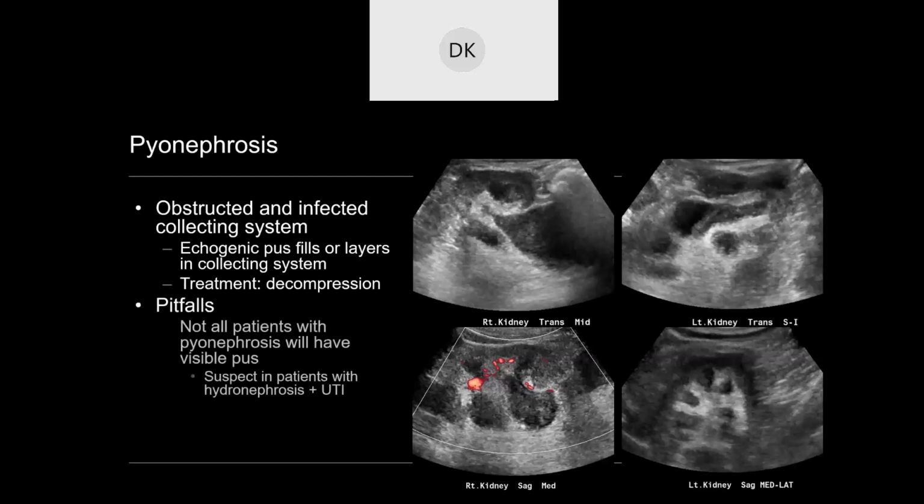The problem is not all patients with pyonephrosis will have visible pus on ultrasound. So if you have a patient with a severe UTI and they have hydronephrosis, it's something we have to consider, even if we don't see layering debris like this.